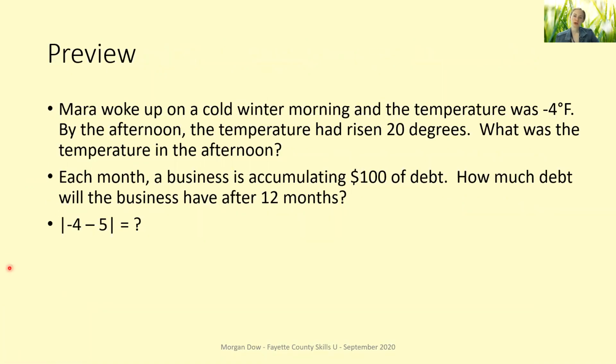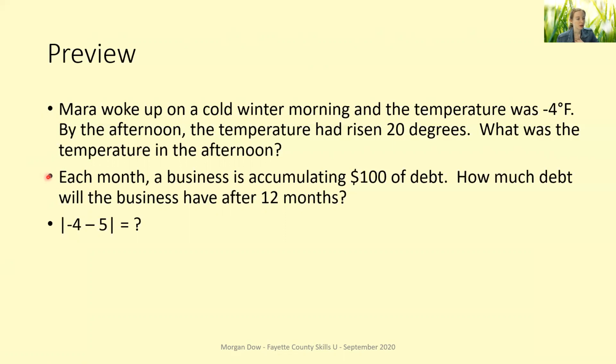All right, and here's a little preview of the types of questions we're going to be working on this week, just to get your mind situated. So got three example questions here. First one says, Mara woke up on a cold winter morning and the temperature was -4 degrees Fahrenheit. By the afternoon, the temperature had risen 20 degrees. What was the temperature in the afternoon? Take a minute, see if you can predict that answer. And then when we get to the end of the lesson, see if you can go back and double check your answer, see if it still makes sense to you after you've learned more about this topic.